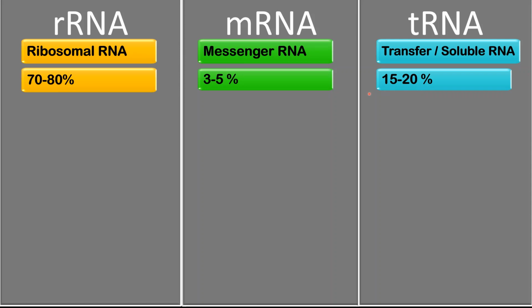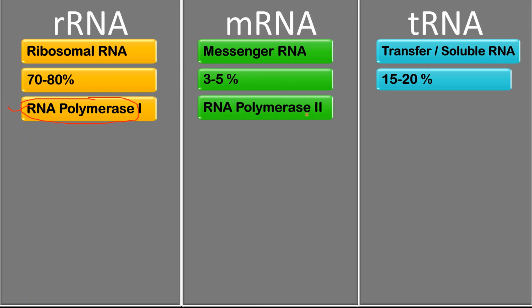Now, when RNA is produced during transcription process, which we are going to learn in the 12th standard chapter, that is molecular basis of inheritance. Now, these RNAs are produced by some enzymes. These enzymes are called RNA polymerases. Now, these three different types of RNA are produced by three different types of RNA polymerases. So, RNA polymerase 1 produces rRNA. mRNA is produced by RNA polymerase 2, whereas tRNA is produced by RNA polymerase 3.